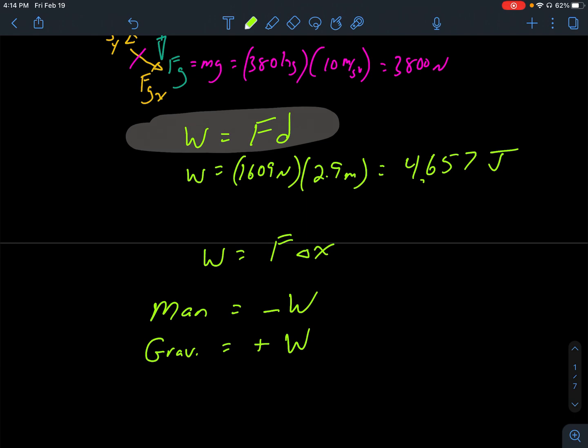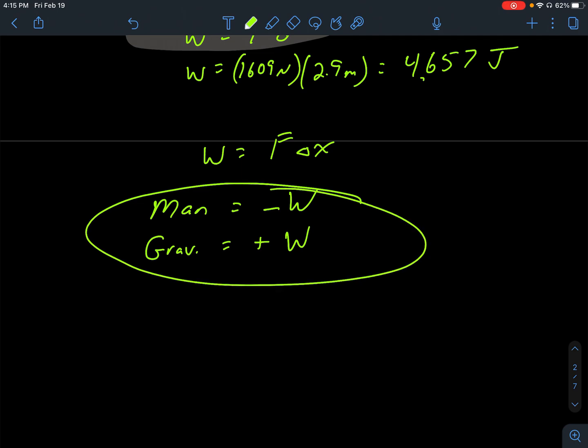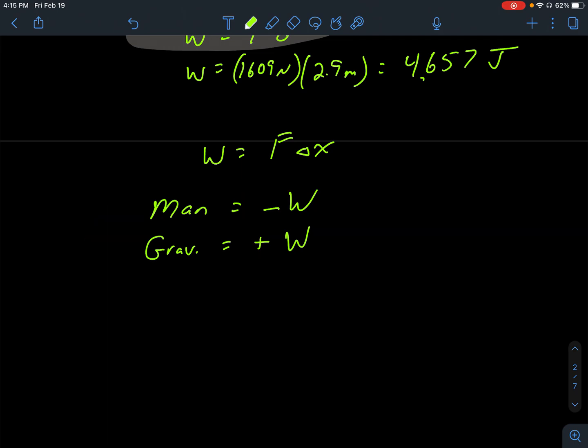We could look at the work done from the piano on the man, but that's not part of this question. So the overall net work on the piano is going to be 0. If we combine these totals, because these are the two amounts of work on the piano, we get a net work on the piano of 0. Oh, that doesn't make sense, but hold on a second.